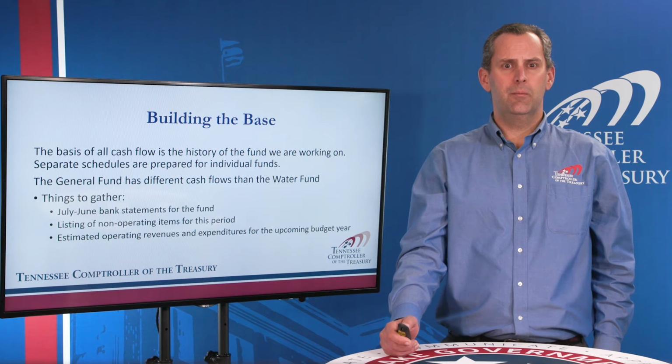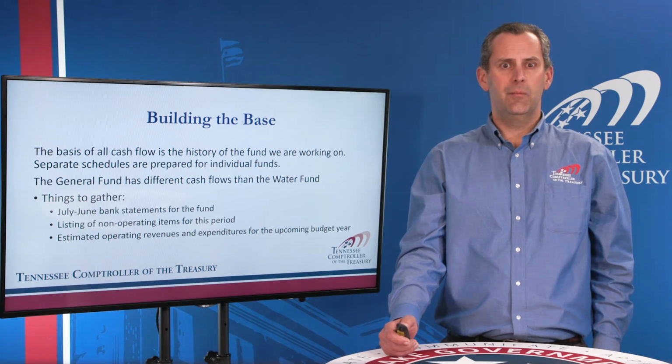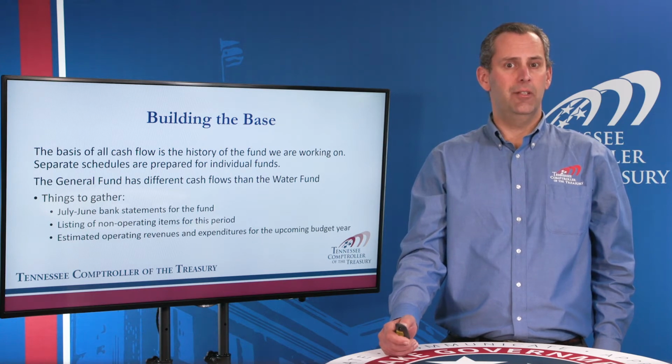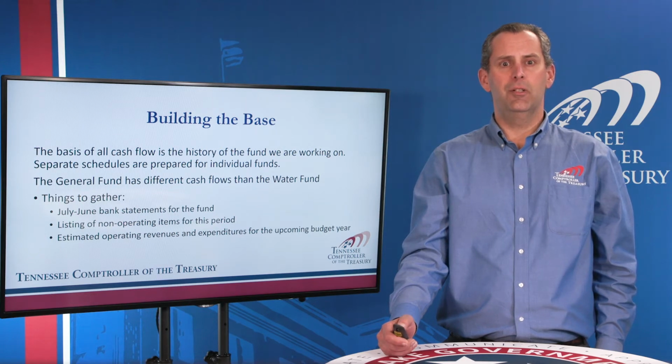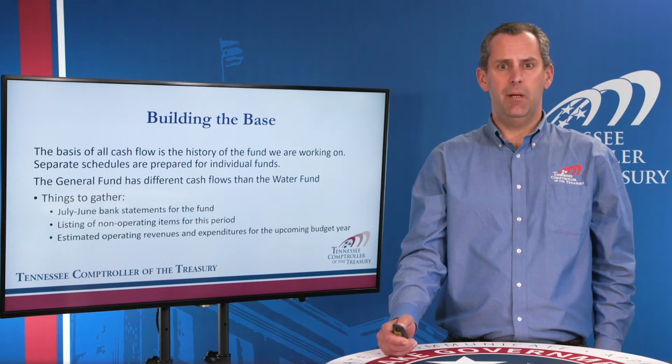As we start building our base, we will work with one fund at a time. For this video, let's start with the general fund. For this, we will need to locate the following items: the bank statements for each month of the last fiscal year, a listing of all the non-operating items that were received into the general fund through its checking account. These may be grants, note proceeds, or other items like insurance settlements. The idea here is to identify all the items that hit the account that will not likely hit it again in the upcoming year. And we will need the budget estimates for the total operating revenues and expenditures for the upcoming budget year. These are as adopted by the governing body.